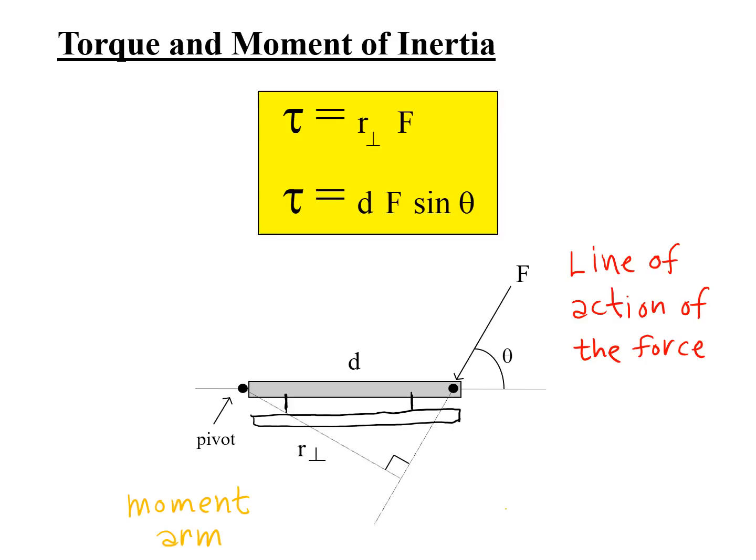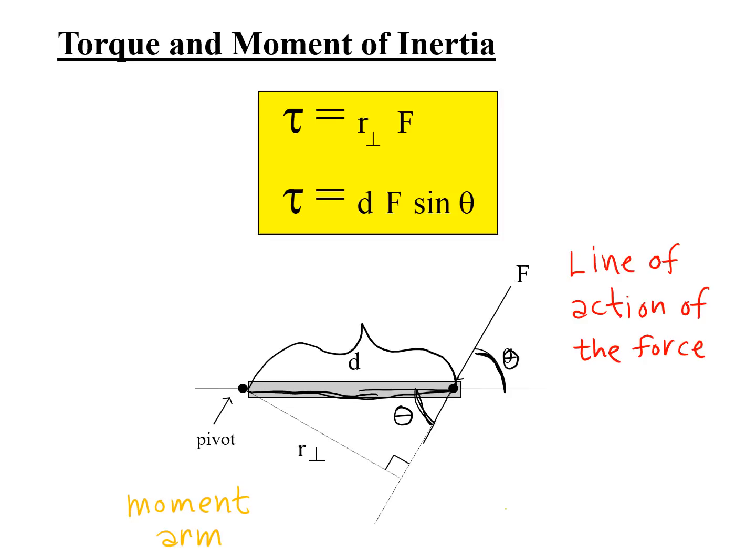Because of that, you can push with a smaller amount of force and it's more effective the longer your moment arm is. And so r perpendicular times F is our torque. Notice also that because of the geometry here, if this angle theta, labeled in the diagram, is also this angle theta, then distance d times sine of theta would also give me the length of the moment arm.